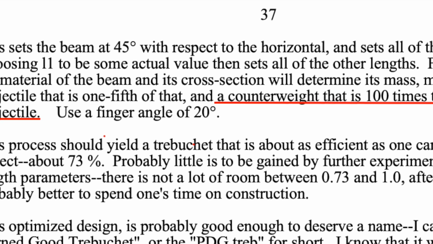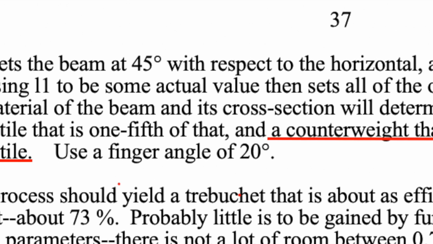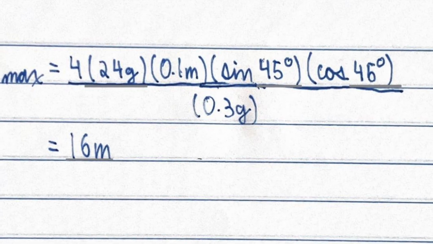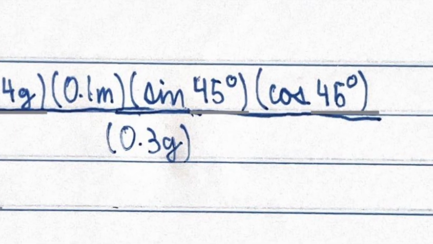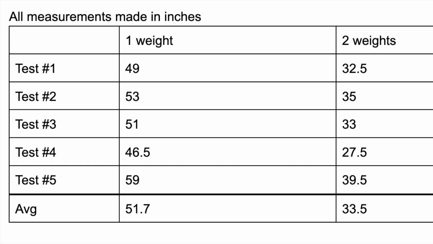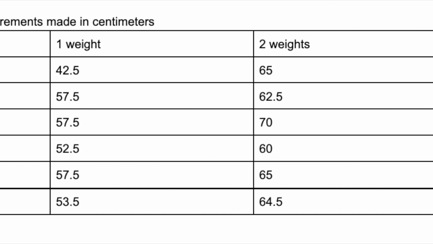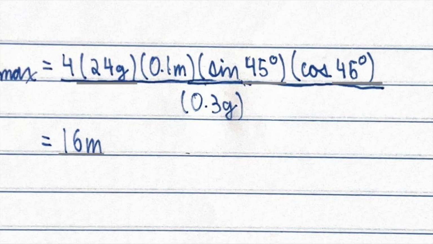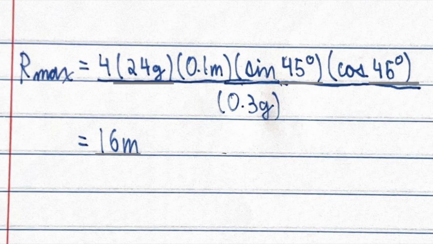Mr. Ciano also notes that having a firing angle of 45 degrees will help increase the range efficiency of the trebuchet, which is why I subbed it into my equation while calculating the maximum range. Now you might be wondering why my results from my real-life tests were so different from my calculations. This is due to a number of factors.